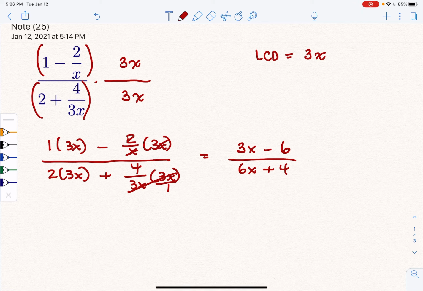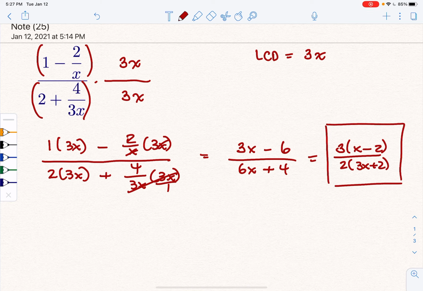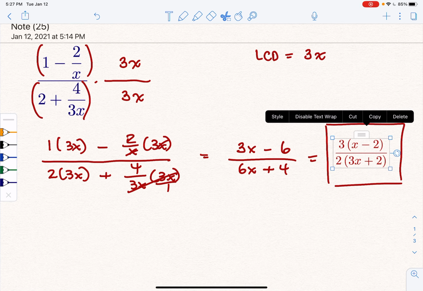And yes, just to make sure that it is a simplified answer, we can totally factor out a 3 in the numerator, and we can factor out a 2 in the denominator. And what we see is that this is actually a simplified answer. So I'm going to put that in the box there. And just to make it more clear, this is our answer. And that, as you notice, is a single fraction.